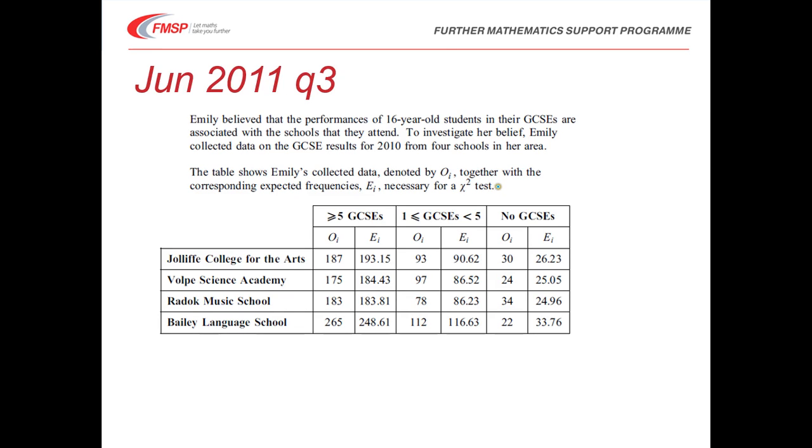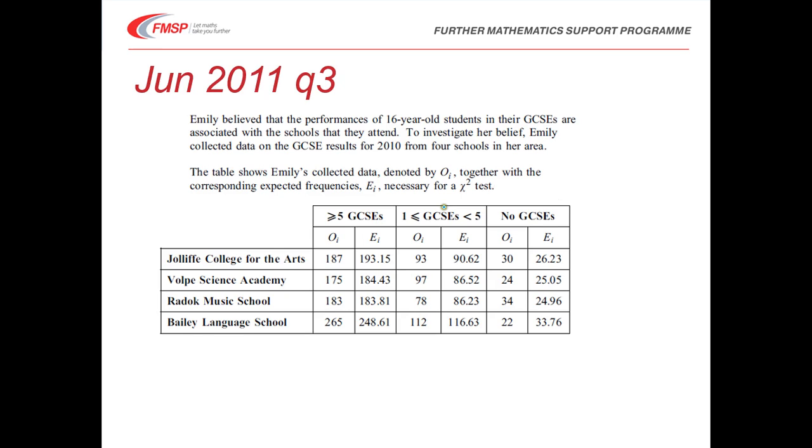Okay, so June 2011, question 3. Emily believes that the performance of 16-year-old students in the GCSEs are associated with the schools they attend. To investigate her belief, Emily collects data, and this is our data below.